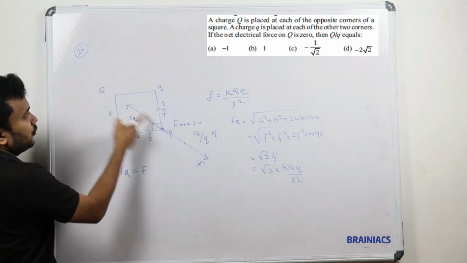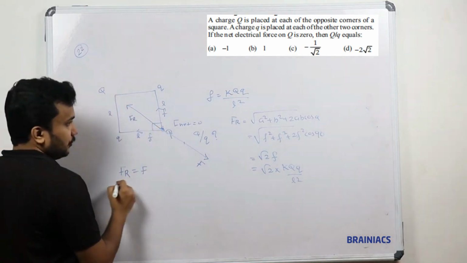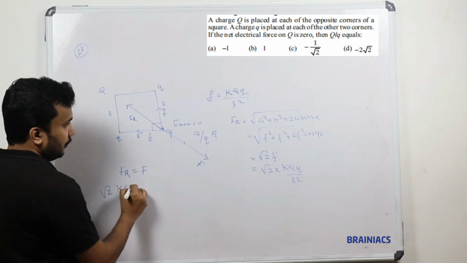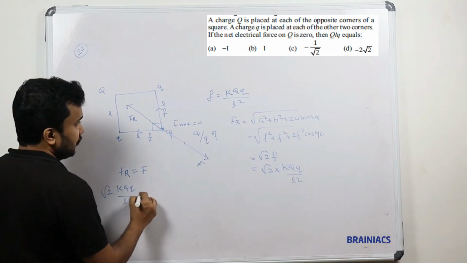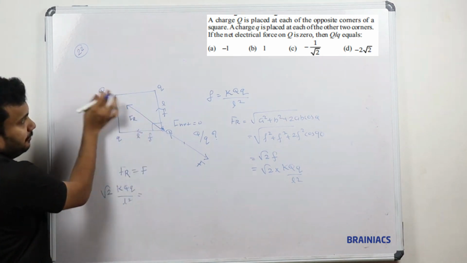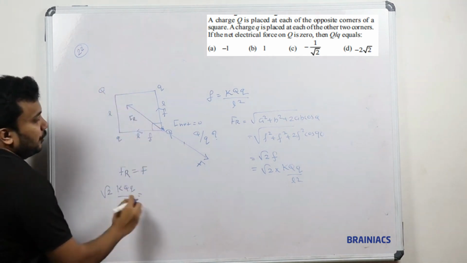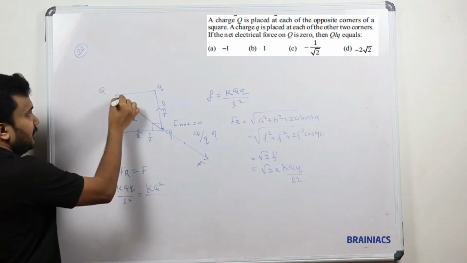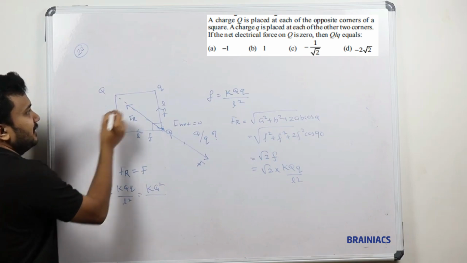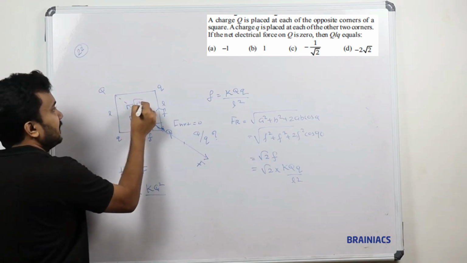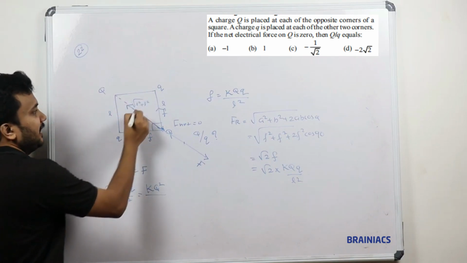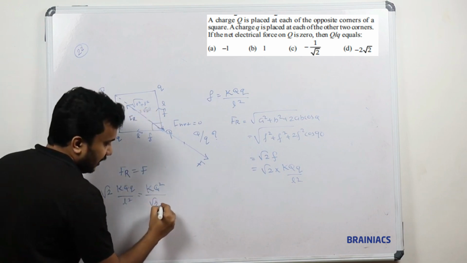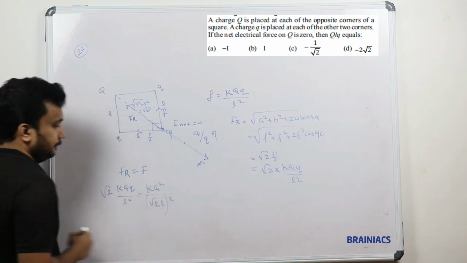F value means the force between the capital Q and this Q. So Fr means root 2 times K into capital Q divided by L squared, which is equal to this F. What is this F? F means the repulsive force between capital Q and Q. So K Q square divided by, what is the distance from here to here? This is L, this is L. So we'll apply the Pythagoras theorem. L square plus L square, base plus height, which will become root 2L. So this is root 2 times L, the whole square.